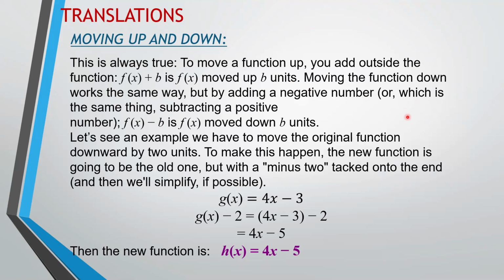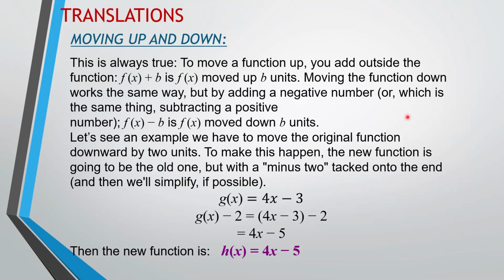Moving the function down works the same way, but by adding a negative number, which is the same thing as subtracting a positive number. f(x) - b is the function moved down b units. That simply means if we add a value outside the function, the function is moved up, or if we subtract the value, the function is moved down.